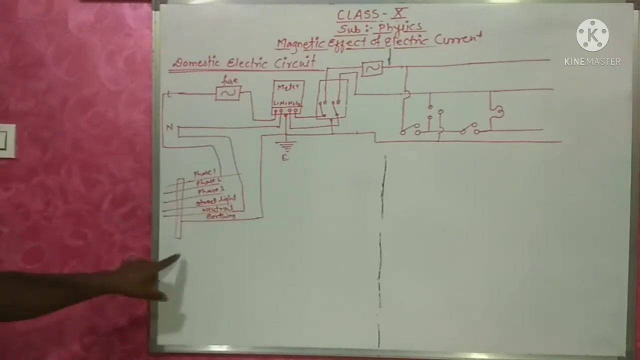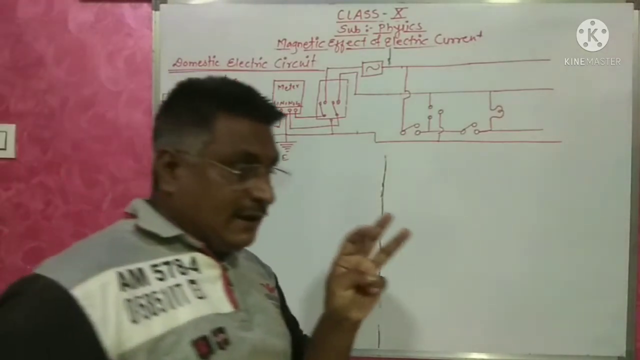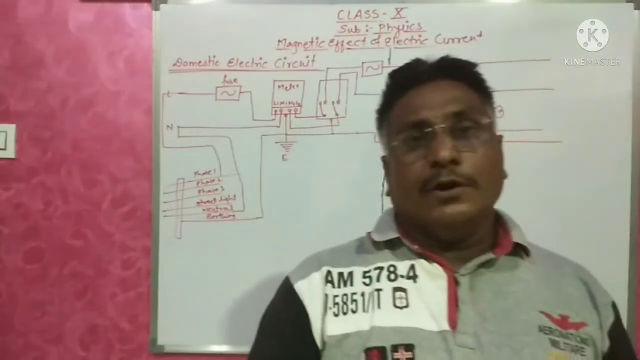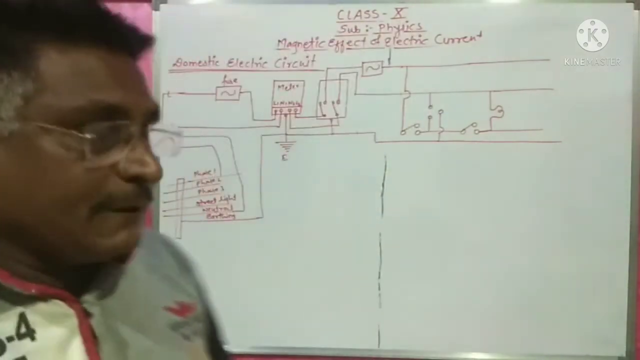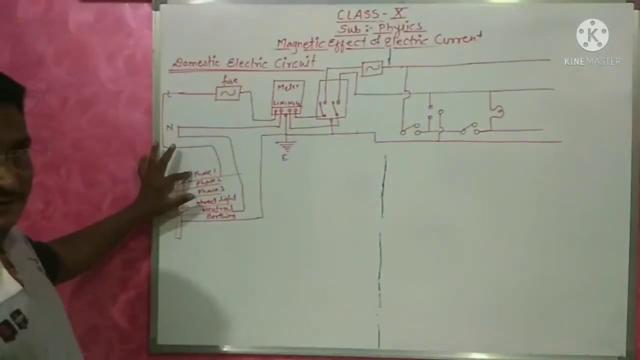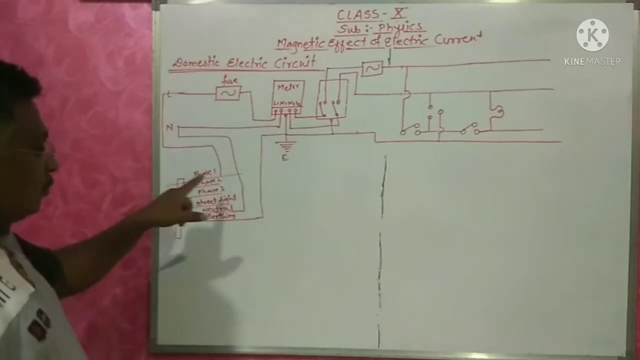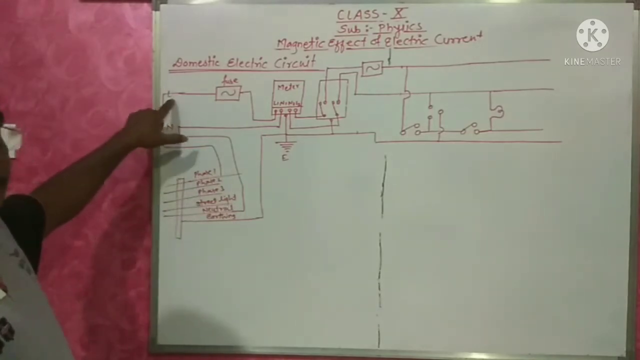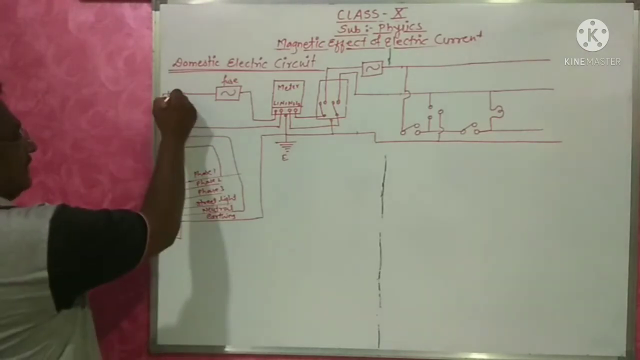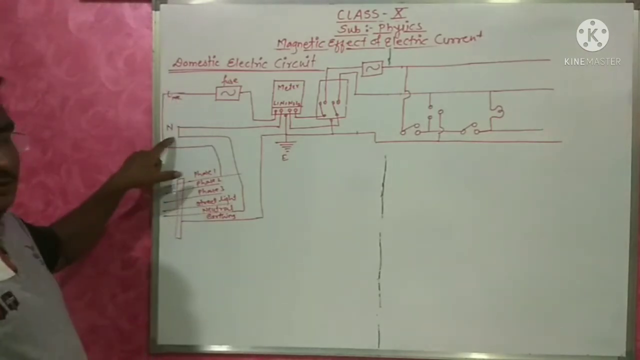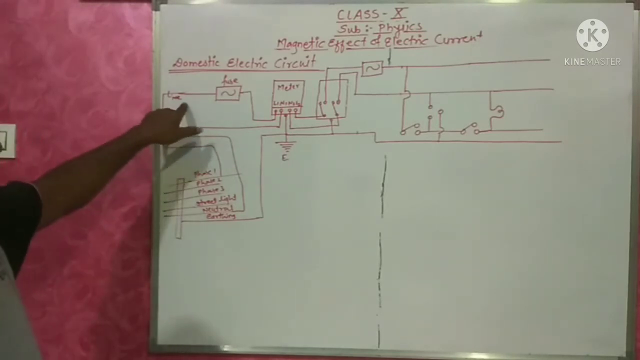Here, phase 1 means, if a big house or shop is there, they use 3 phase wiring. A 3 phase meter is there, meaning all 3 phases are there. But for domestic purpose, we use only single phase, so only one phase will come. L means live, N means neutral. So this is the live wire and this is the neutral wire. Live means the phase wire in which current is flowing.